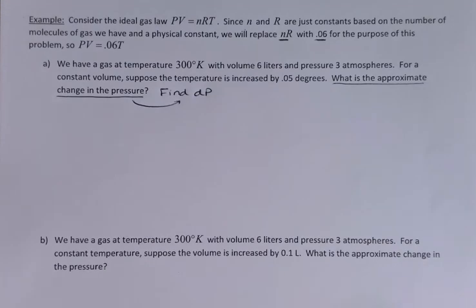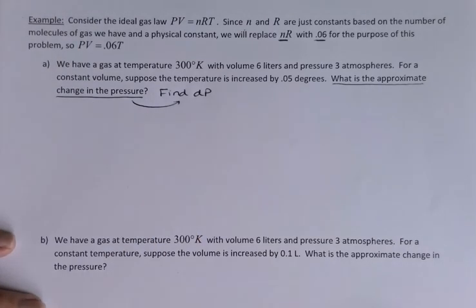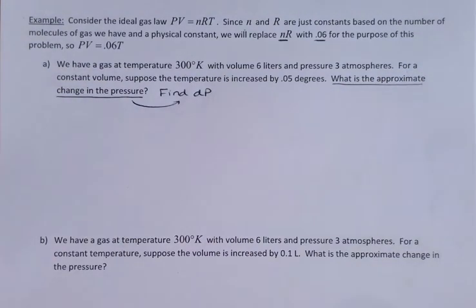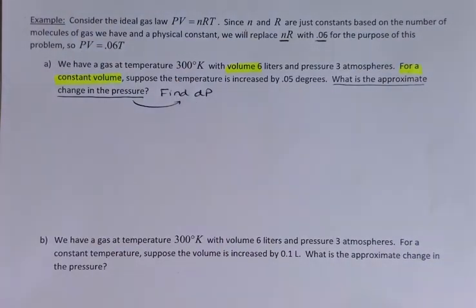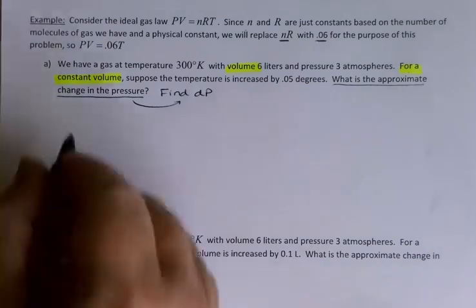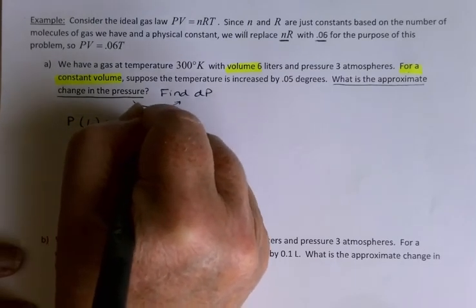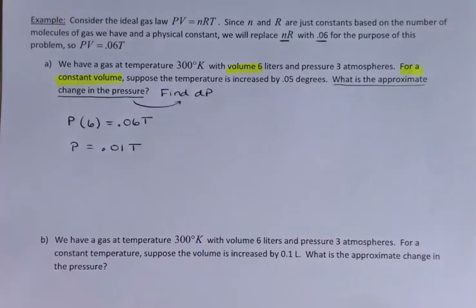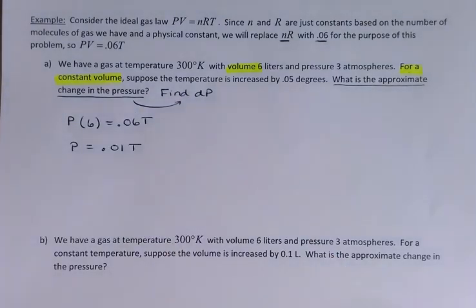So let's start working our way toward the equation we want to use first, and then we'll deal with the differential. So I'm going to go back up here to my equation, and I'm going to notice that, first of all, in this problem, the volume doesn't change. There's a constant volume. So this volume of 6 liters is going to stay the same all the time, and I'm going to go ahead and just put that into my equation. So P times 6 equals 0.06T, or P equals 0.01T. I've now got an equation for P, which I need in order to find dP.